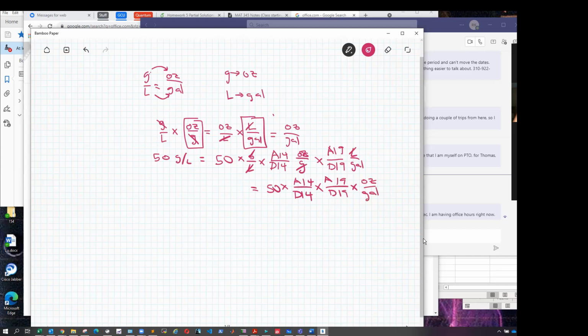So the only hard part is figuring out what do I need to multiply by, and then the rest is just looking up the relevant cell in the table and putting that into your chart. In your little chart there are two places. One place you want a formula: here you want OZ over G, and over here you put in the formula equals A14 over D14. And in the end, you're just going to multiply that cell and the 50 together.